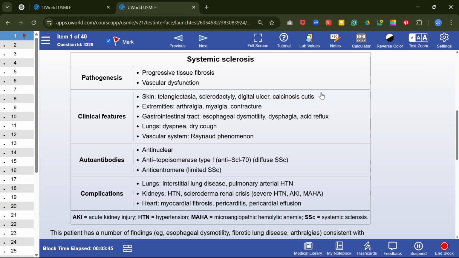Autoantibodies: antinuclear, anti-topoisomerase 1, and anti-centromere antibody. The diffuse variety has anti-topoisomerase 1 or anti-Scl-70, and the limited variety has anti-centromere antibody. Complications: lungs, interstitial lung disease, pulmonary arterial hypertension; kidney, hypertension, scleroderma renal crisis, severe hypertension, AKI, MAHA; heart, myocardial fibrosis, pericarditis, pericardial effusion.